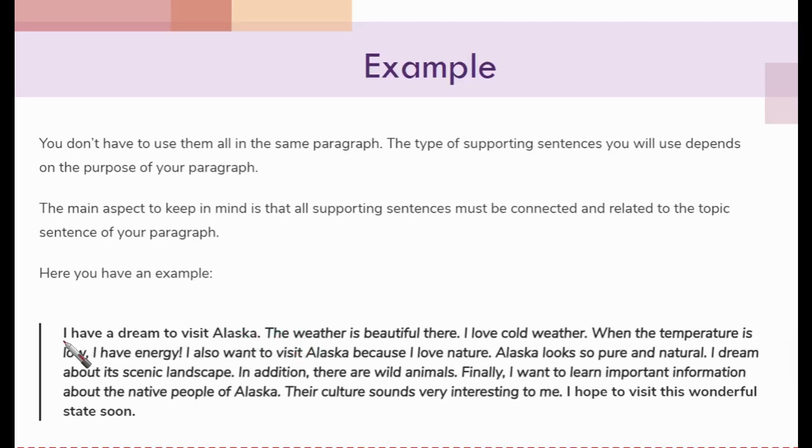I have a dream to visit Alaska. So the author really likes to visit Alaska. That could be the topic sentence, TS. The weather is beautiful there. I love the cold weather. What is it talking about? This is talking about the reason why she loves to visit Alaska. It's all connected and related to the topic sentence. I love cold weather. It's also a reason. When the temperature is low, I have energy. I also want to visit Alaska because I love nature. These are all the reasons that she wants to visit Alaska.